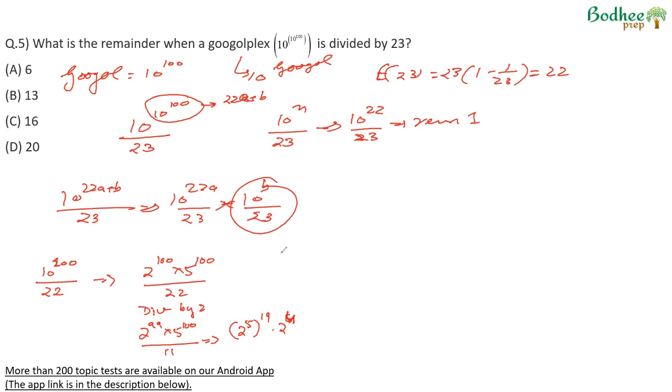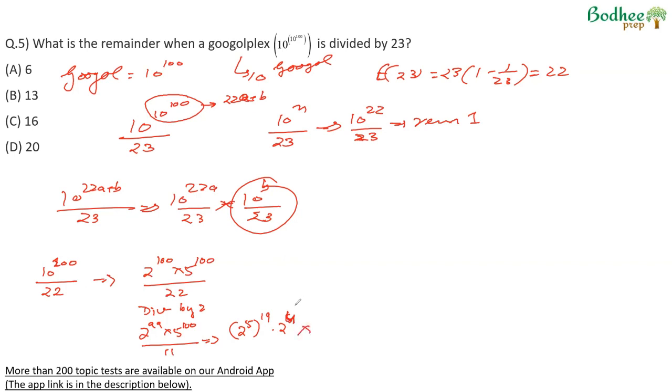So basically, the power of 2 that is close to a multiple of 11 is 2 raised to power 5, which is 32. To take out 2 raised to power 5 from here, we needed 95. So I'm writing 2 raised to power 4 first. 95 can be split into 2 raised to power 5 and raised to power 19.